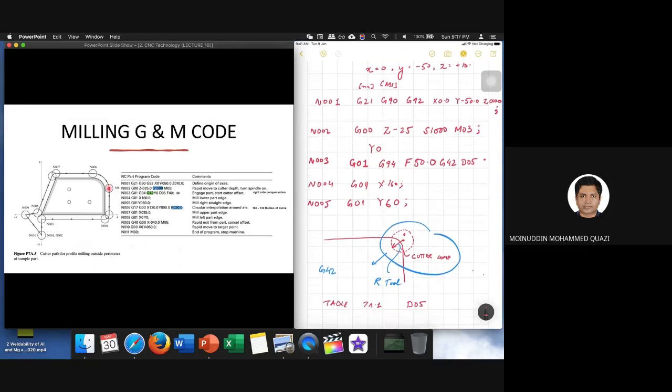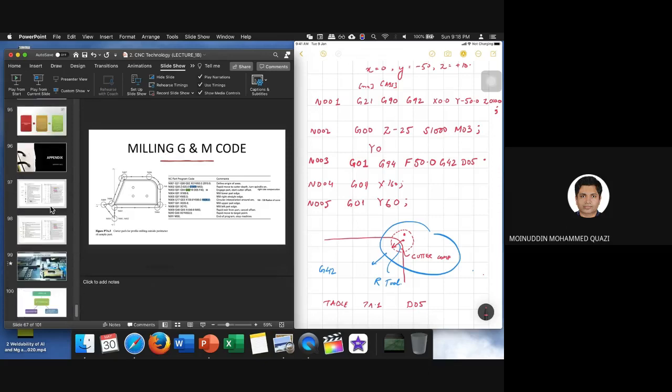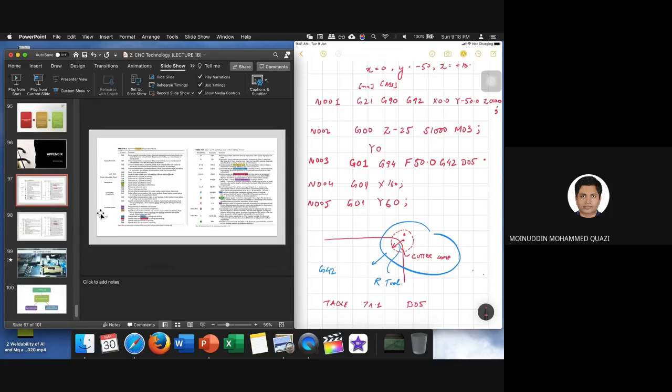Now I want to do circular interpolation because I want to move in the circular direction. I want to do milling in the circular direction. So I will apply circular interpolation, which will help me do circular milling. Okay, so what is the code for circular milling? You go to the G and M code table, and you see circular milling.